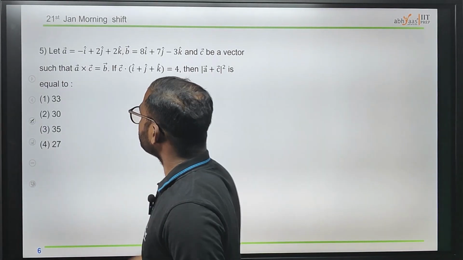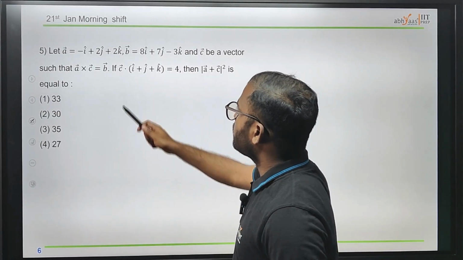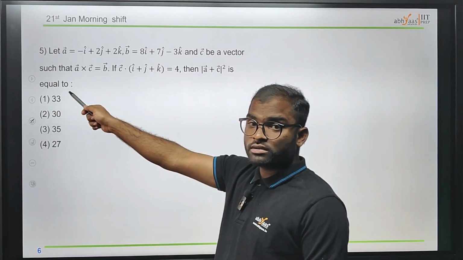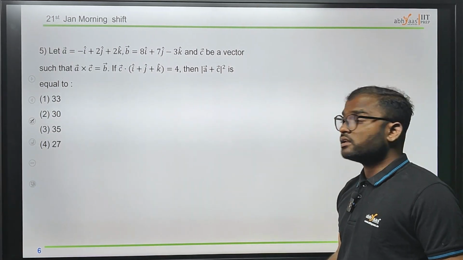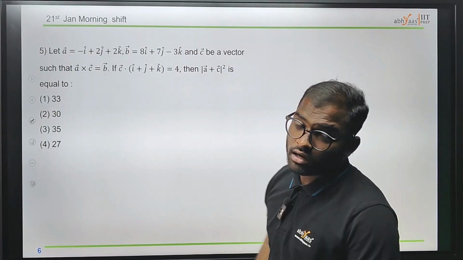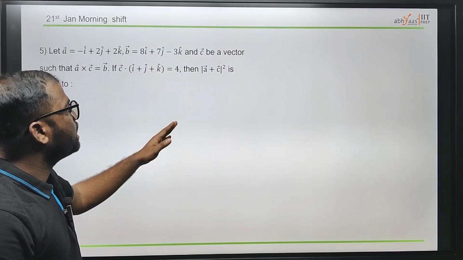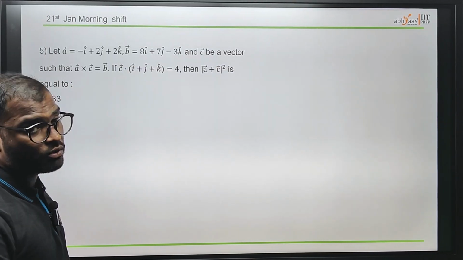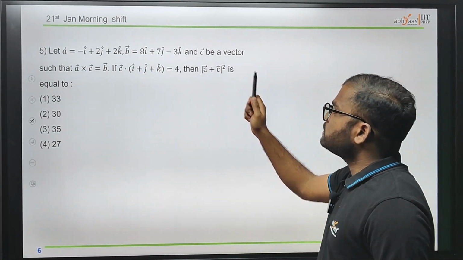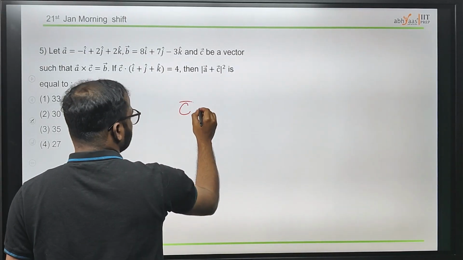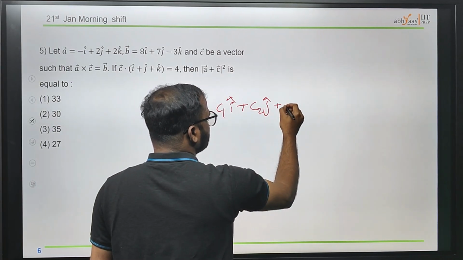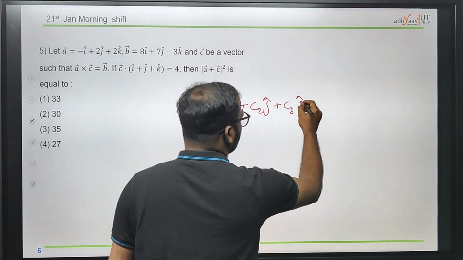Okay, coming to the next question, we have vectors a bar and b bar, and also c bar will be a vector such that a cross c bar is equal to b bar. The given information is c bar dot the unit vector is equal to 4. Then we have to find the value of mod of a plus c whole square. Firstly, observe that they gave a and b, but they didn't give c. Just assume c bar is equal to c1 i cap plus c2 j cap plus c3 k cap.